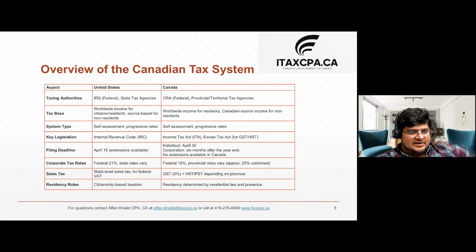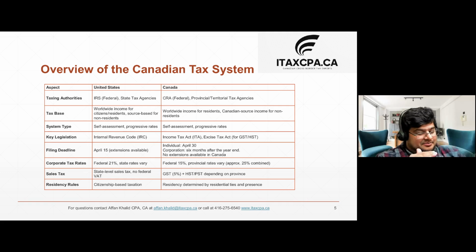Okay, so that's the filing deadlines. We have April 30th and 6 months after the year end for corporations. No extensions whatsoever, neither for individuals nor for corporations. So the deadline is the deadline. And if you are late in filing the tax returns, of course, there is interest and penalties.